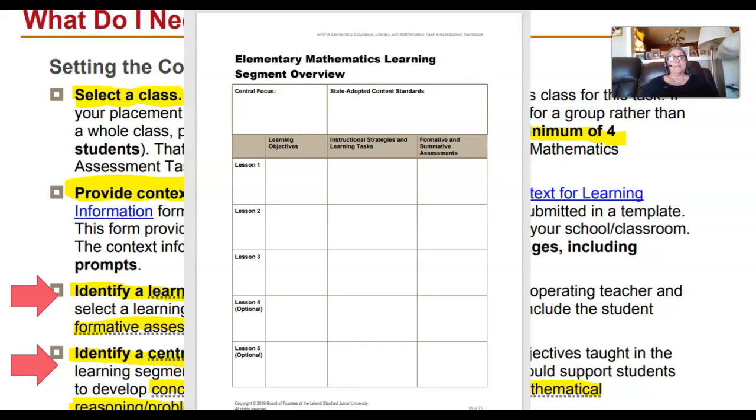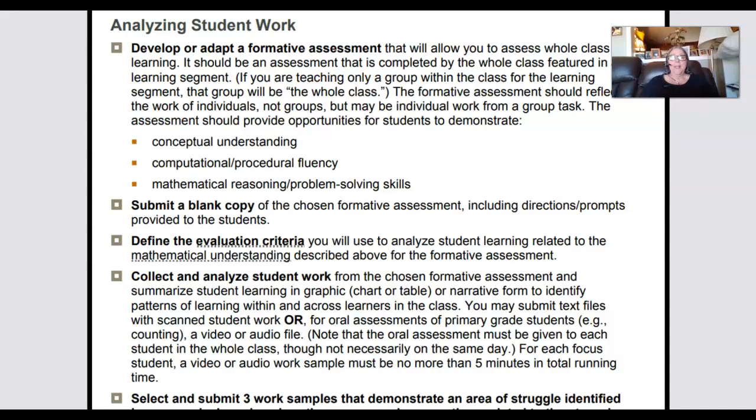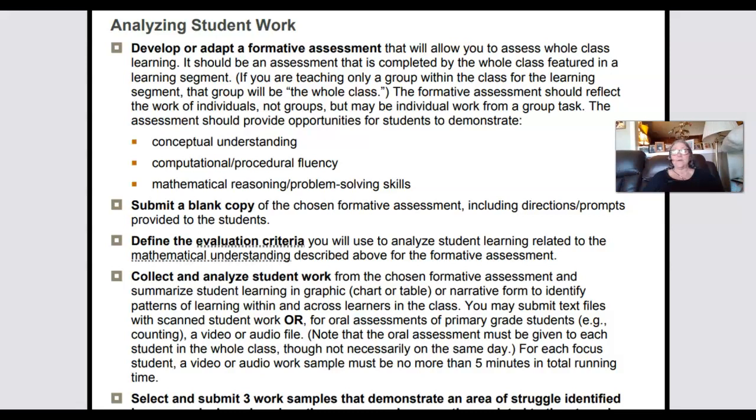So you're going to complete this. It's going to have your central focus, your standards, your objectives for each lesson, instructional strategies, and then your formative assessments. Now, the formative assessment is, I would think, one of the most integral parts, that and the evaluation criteria that you're going to have for task 4. Very important that you have a good formative assessment.